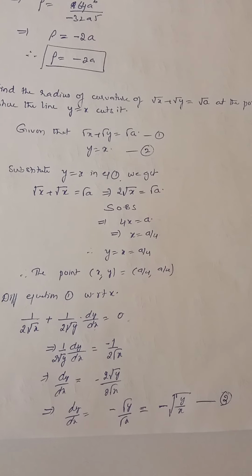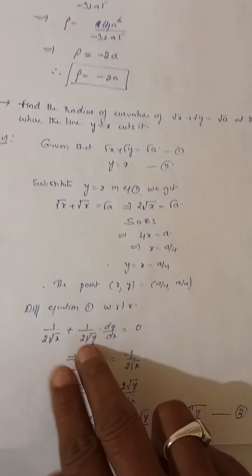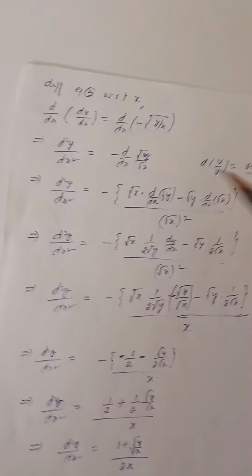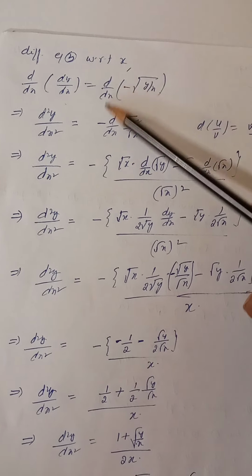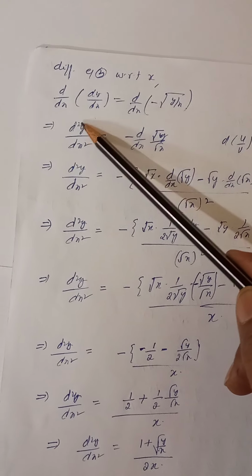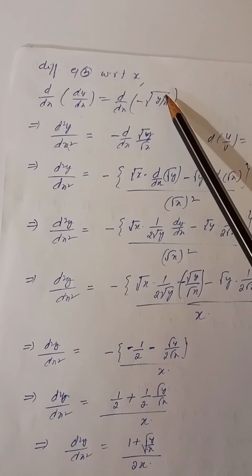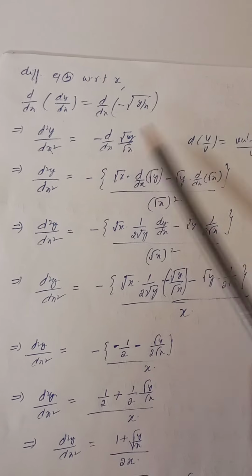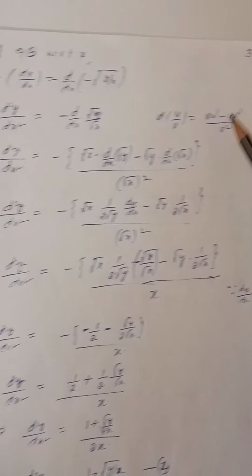Similarly, differentiate equation 2 with respect to x, right? With respect to x, once again here, differentiating equation 2: d by dx of dy by dx is equal to d by dx of minus root y by x. d by dx of dy by dx is d square y by dx square, equal to minus d by dx of, we are separating the numerator and denominator, minus we are taking outside, root y by root x. Differentiation of u by v formula: v into u dash minus u into v dash, by v square.